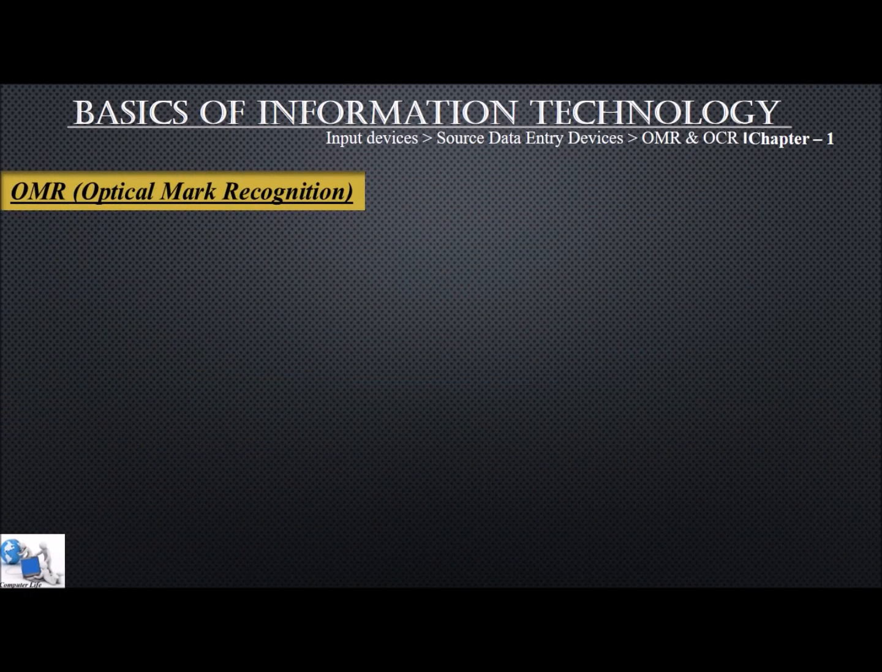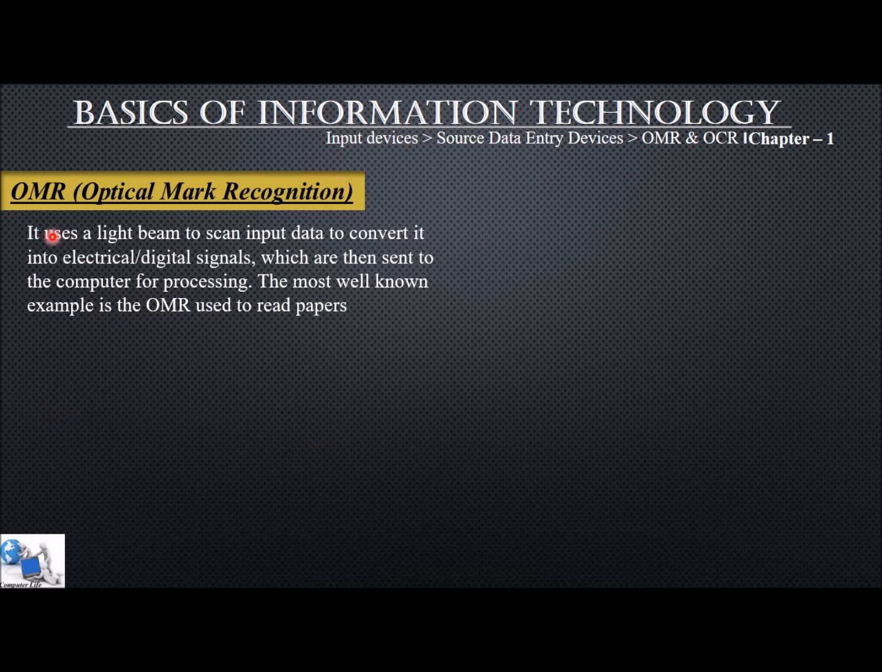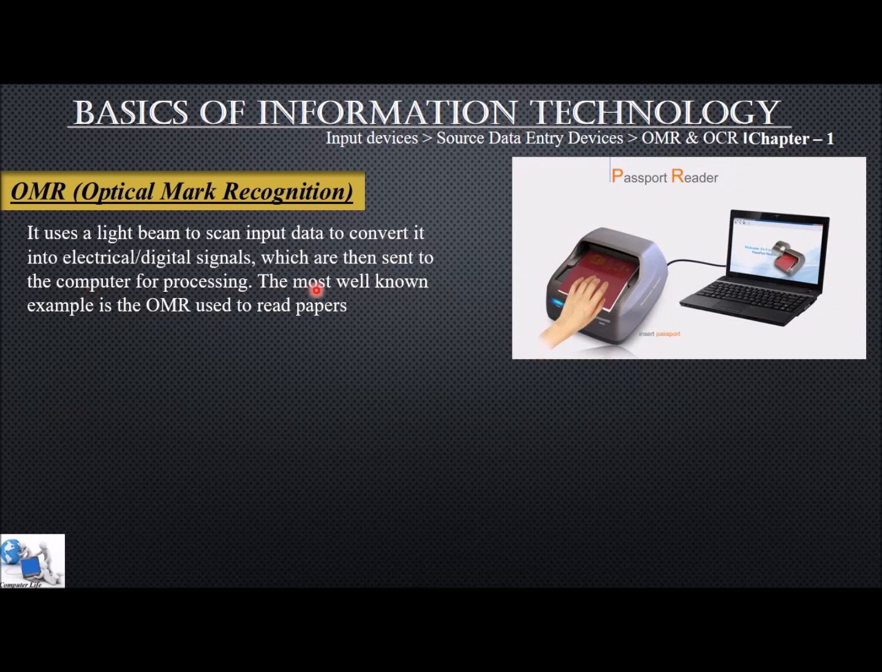The next device is OMR. OMR stands for Optical Mark Recognition. OMR uses a light beam to scan input data to convert it into electrical digital signals, which are then sent to the computer for processing. The most well-known example is the OMR used to read exam papers. As in the short clip you can see, the OMR machine is reading the passport and the passport information is shown on the computer system.